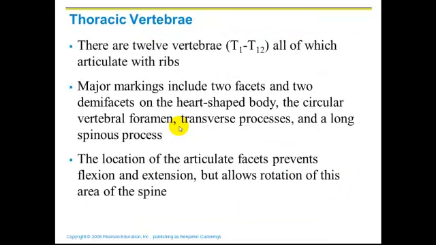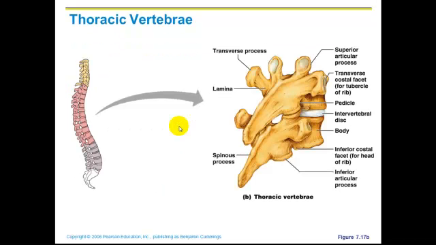There are 12 of these as well. These have a more heart-shaped body. If we look at them together, these have a much longer spinous process than we would have seen in either the lumbar or in the cervical. The superior and inferior articular facets, the way these come together, they are arranged very much anterior-posterior. So they allow for a little sliding motion, but no twisting motion. So you cannot twist T3 on top of T4.